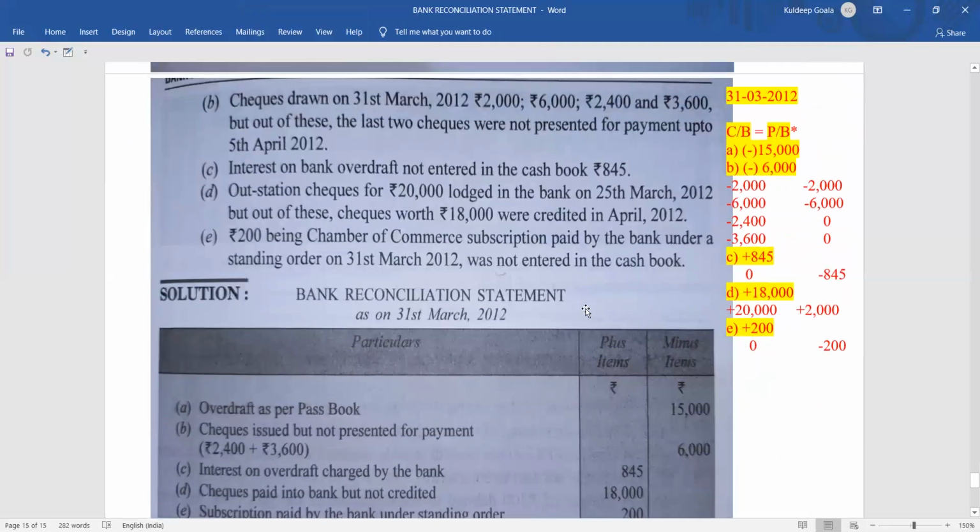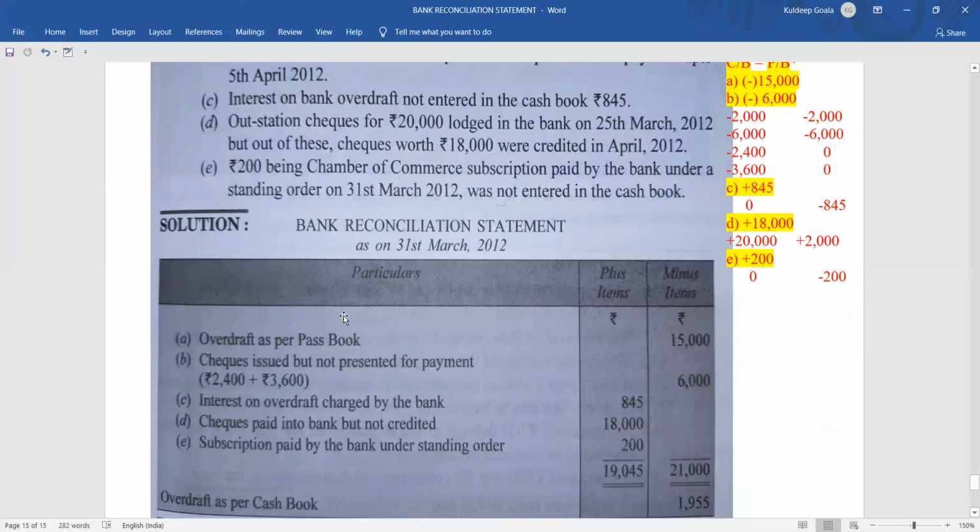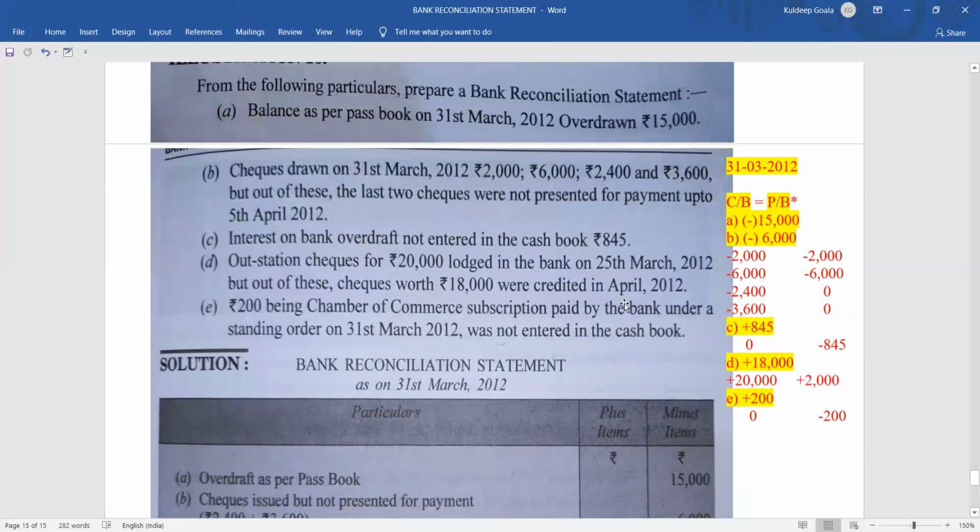Now starting with the base. First of all, we'll make the format: particulars, plus item, minus item. At the top, we'll write down bank reconciliation statement as on 31st March 2012. Now we'll start with the base. Our base is bank overdraft balance as per passbook, 15,000.